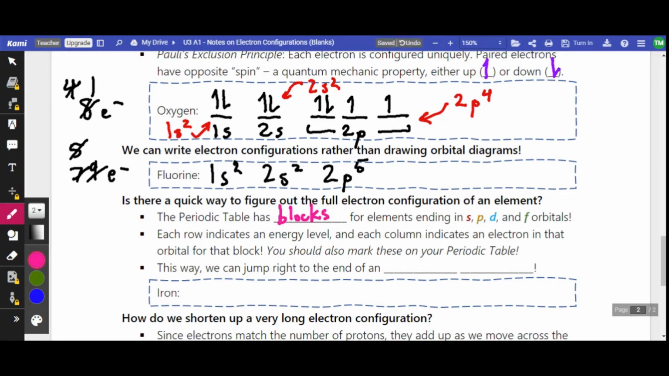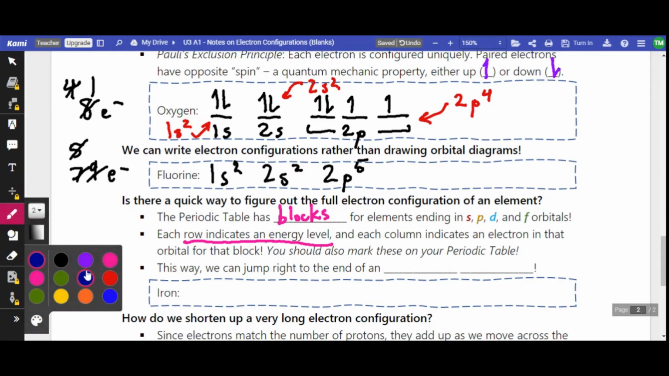Okay, for elements ending in an s orbital or a p orbital or a d orbital or an f orbital in their electron configuration. Meaning the last electrons we throw in are going to end up in one of those, and so their spot on the periodic table can tell us that. Each row is going to indicate to us an energy level, those numbers out front, like the 1 of 1s or the 2 of 2s and 2p. Those are our energy levels, and those tell us how far out the electrons are.